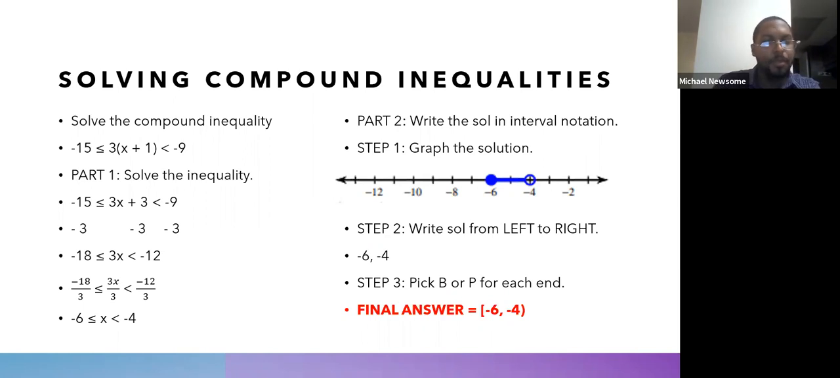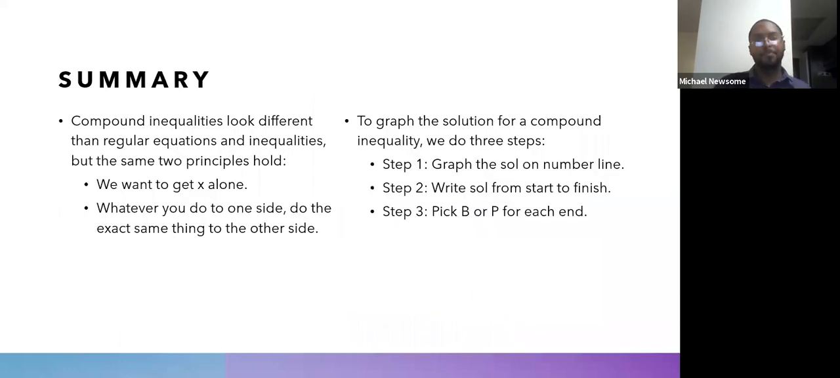So I'm just going to go ahead and summarize everything. Here's the basic summary. They look different. They have 3 sides. That's going to be really confusing to people, might be confusing to you. Here's the main thing. The same 2 principles hold. We want to get x alone, get x by itself. And whatever we do to one side, we want to do the exact same thing to the other side. That's all we're trying to do.